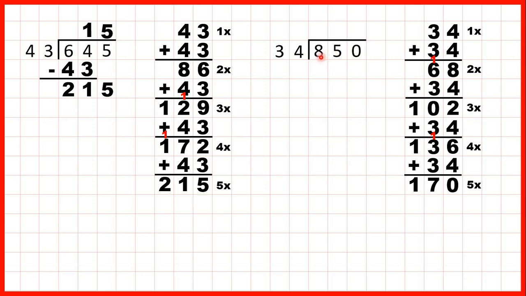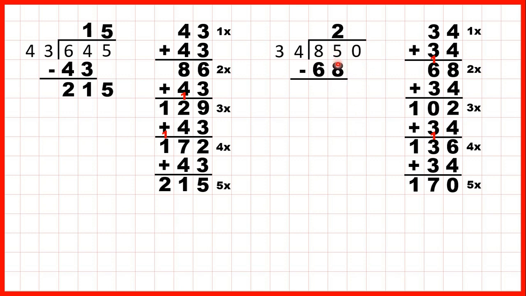Taking the first 2 digits together, we have 85 divided by 34. So we need to find a number in the 34 times table that's close to 85, but not more than 85. We can see that 68 is the closest number to 85 that's still less than 85. So we can write 68 under the 85, and because that's 2 times, we can write 2 in our answer line. Now we need to subtract and bring down.